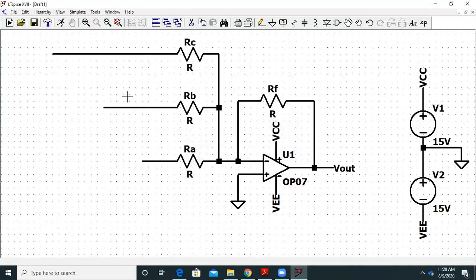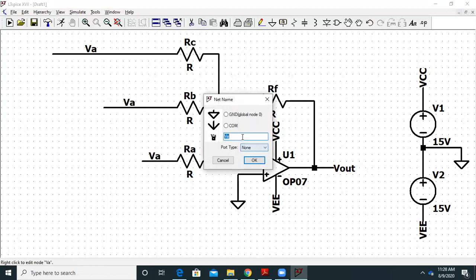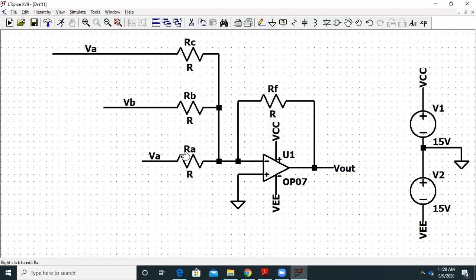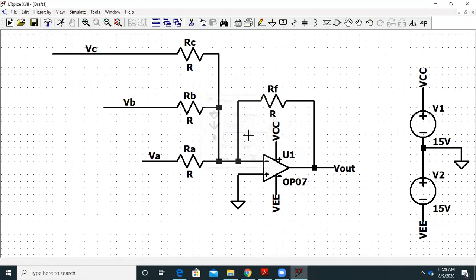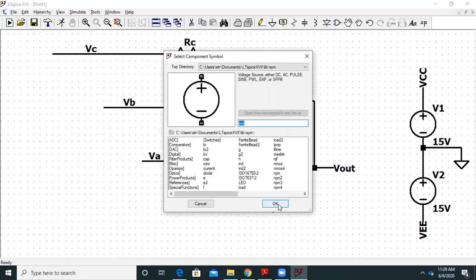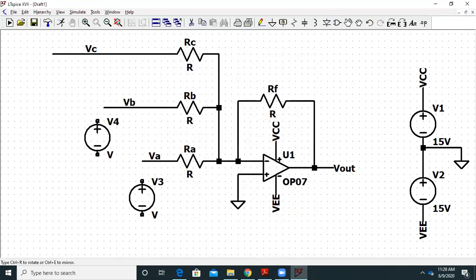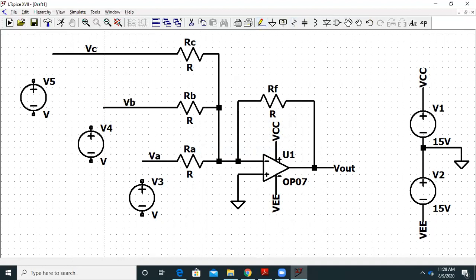Okay. Now we need to label these inputs. So this is VA. We have to still connect the supply, but we can label it first. This is VB. This is VC. So these are the three voltages. We have labeled them. Now we have to connect the actual sources. So we connect a supply from here. Here we connect another supply, and here we connect another supply. So let me just connect them with a wire now quickly, and this will go to ground.